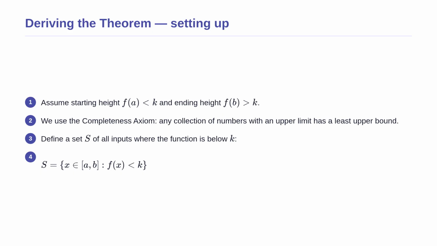To build our proof, we rely on a fundamental rule of numbers called the completeness axiom. This axiom states that any collection of numbers that has a ceiling must have a strict exact least upper bound. We start by creating a specific collection, or set, called S. This set contains all the input values between our start and end where the function's height is strictly less than our target. Because the starting point is below the target, this set is not empty and it is trapped inside our interval.